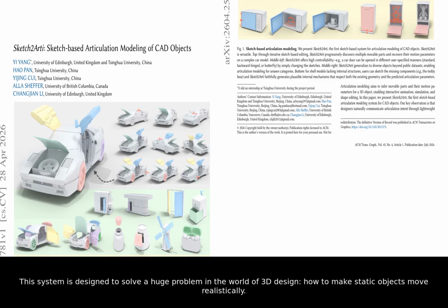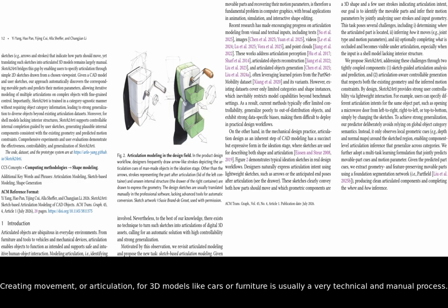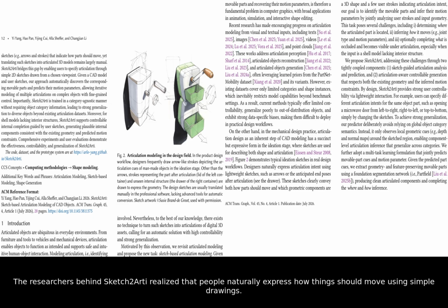This system is designed to solve a huge problem in the world of 3D design: how to make static objects move realistically. Creating movement, or articulation, for 3D models like cars or furniture is usually a very technical and manual process. Designers often have to define every hinge and sliding track by hand, which takes a lot of time and expertise. The researchers behind Sketch 2RT realized that people naturally express how things should move using simple drawings.